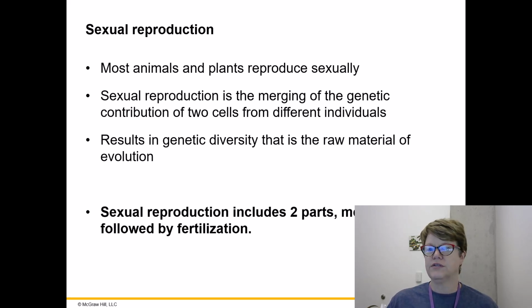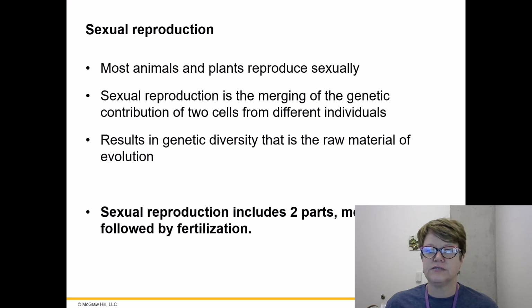So you get some genetic diversity, and that becomes the raw material of evolution. So we're not going to delve into evolution in this chapter, other than the fact that sexual reproduction creates or allows the production of the genetic diversity, which makes evolution possible. Okay, so I boldfaced this part at the bottom.